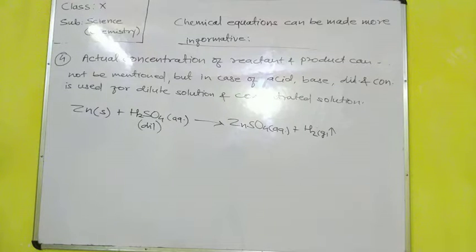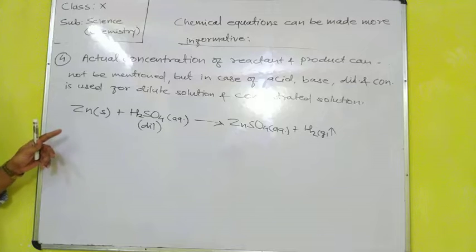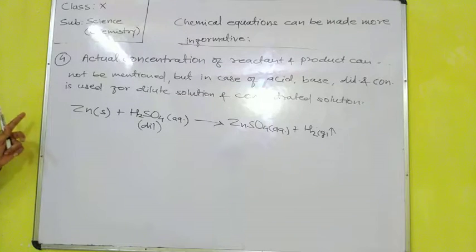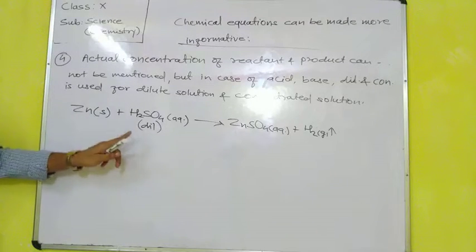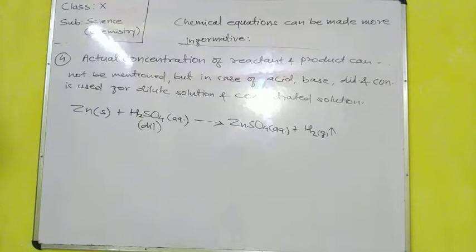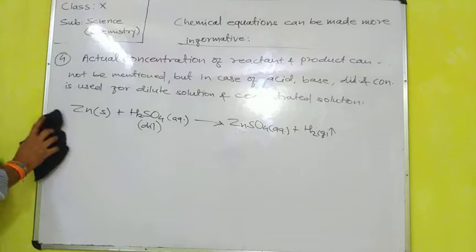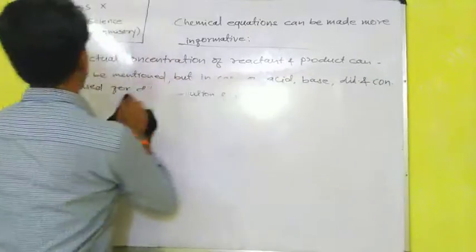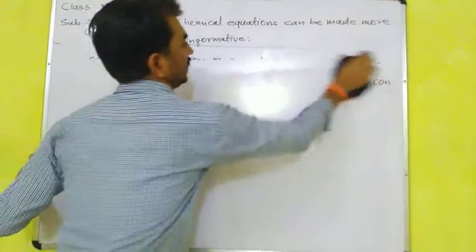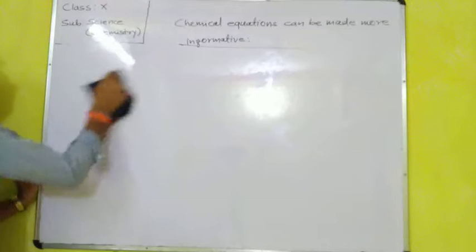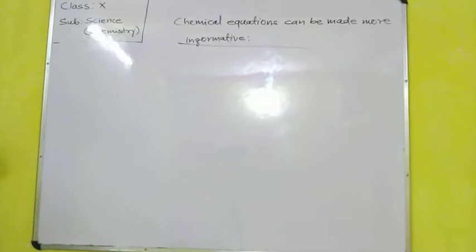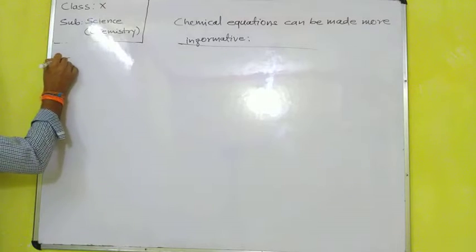Next, I think you have got this: the actual concentration cannot be mentioned, but dilute and concentrated can be represented. Next point: sometimes the conditions of the reaction, such as temperature, pressure, catalyst, etc., are shown.